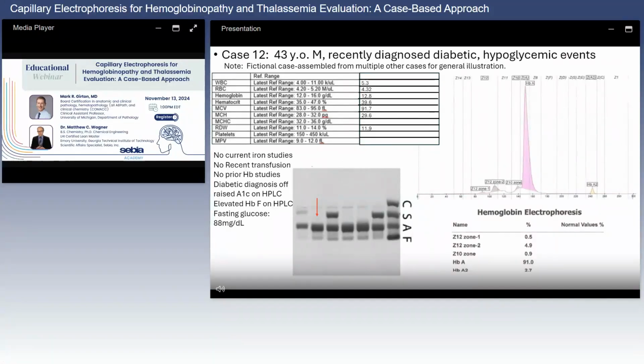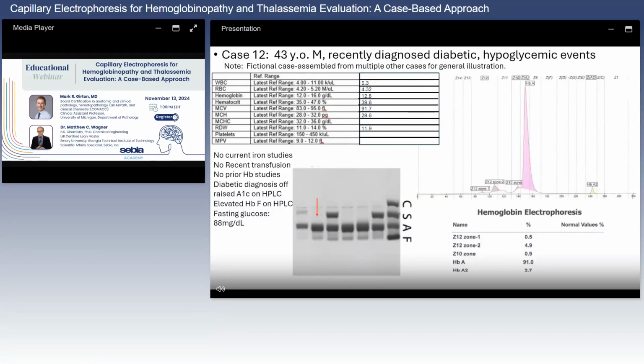Our second case here, again a fictionally created case, is a case of a 43-year-old male recently diagnosed as diabetic. However, once he went on insulin therapy, he began experiencing hypoglycemic events. In other words, his blood sugar began crashing very suddenly. Looking at the CBC, we see nothing particularly out of the normal. Everything is within normal ranges.